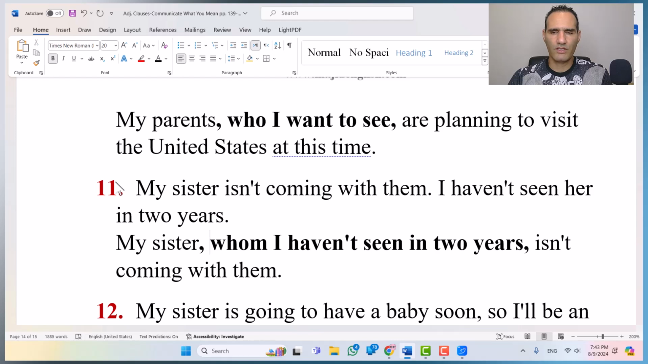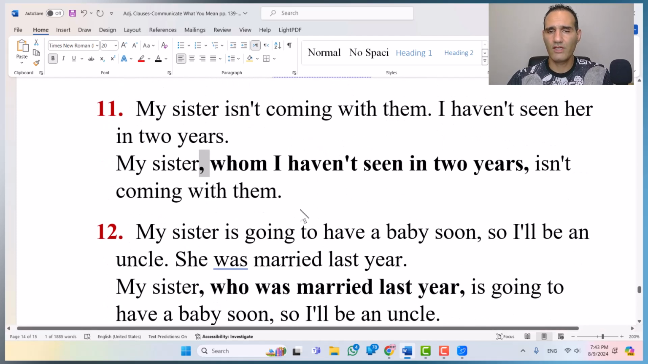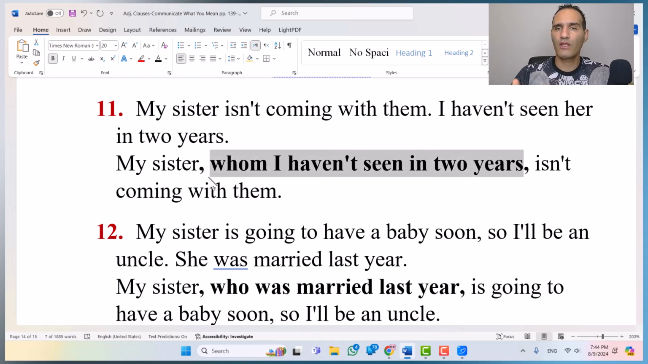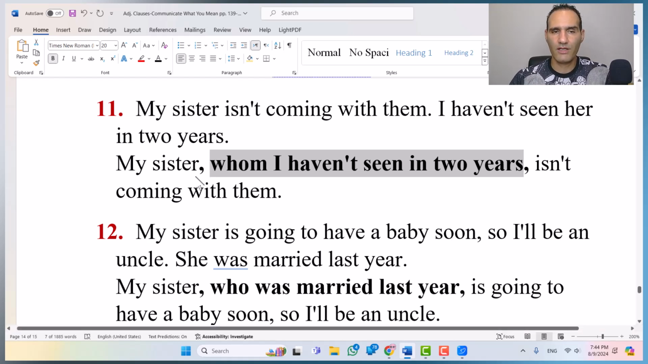It shows that the person just has 1 sister. If we remove the commas, then it shows that the person has more than 1 sister. So it depends on you. Putting these 2 commas makes it just 1 sister. Lifting them means that the person has more than 1 sister and wants to add more information by saying the one that I haven't seen in 2 years, not the one that I saw last week. So if you need more information about this comma and necessary, unnecessary adjective clauses, see video 26, please.